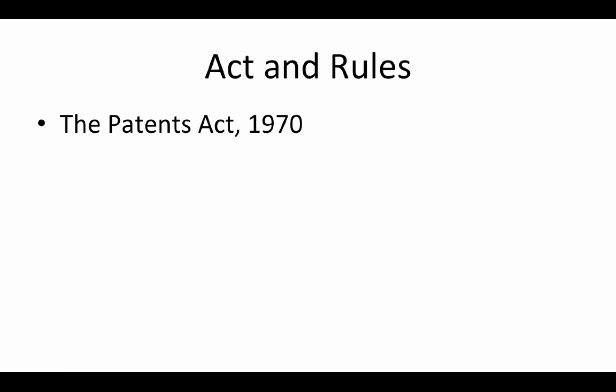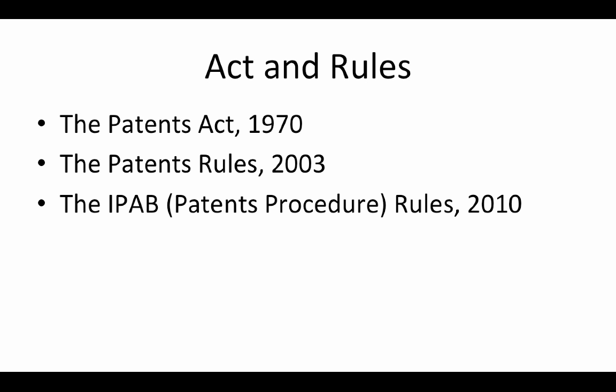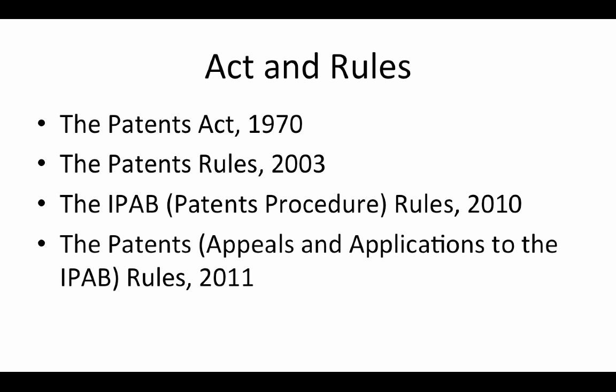Now the bare act would normally have the Patents Act, the Patent Rules, and there's something called the Intellectual Property Appellate Board Patent Procedure Rules 2010. It would also have the Patent Appellate and Applications to the Intellectual Property Appellate Board Rules 2011. So these are the four rules that are linked to the Patents Act. So you need to understand the Patents Act and the rules, and the two other rules that I mentioned. So totally four pieces of legislation.